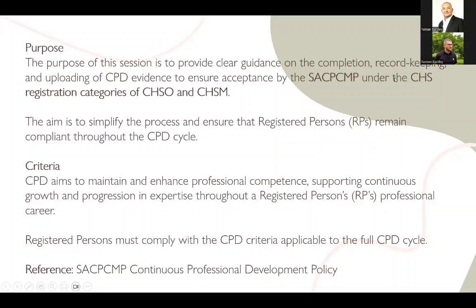To highlight as well, registered persons must comply with the CPD criteria applicable to the full CPD cycle. So this is very important to highlight. Out of the 4 categories, a registered person must ensure that during that CPD cycle, which is usually now 3 years, you are compliant in all 4 of those categories over that 3-year cycle. And if you are not compliant in one of those categories, you can be deregistered. Then going back to the reference, these are just references extracted from the SACPCMP Continuous Professional Development Policy.